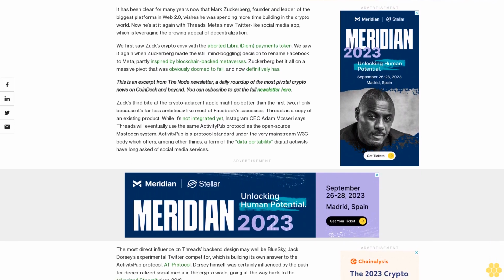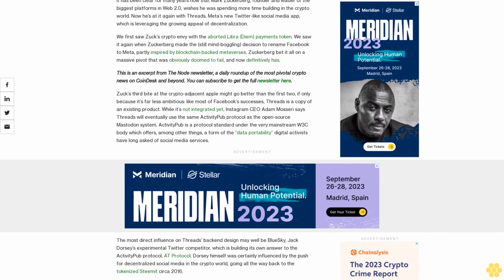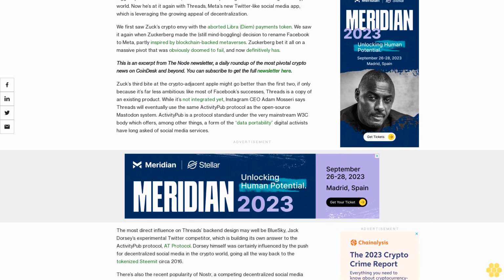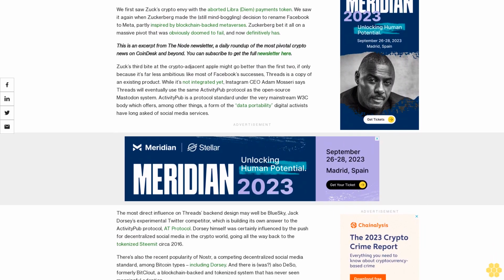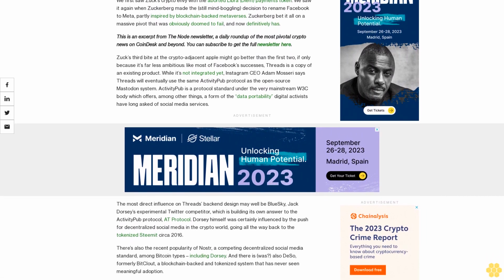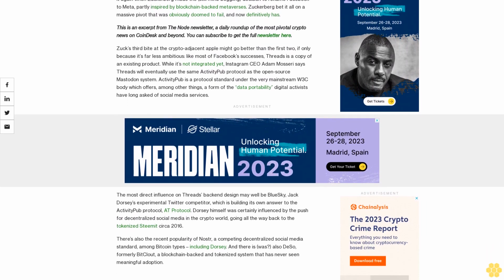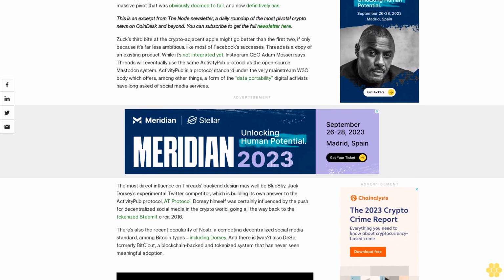Now he's at it again with Threads, Meta's new Twitter-like social media app, which is leveraging the growing appeal of decentralization. We first saw Zuck's crypto envy with the aborted Libra Diem payments token. We saw it again when Zuckerberg made the still mind-boggling decision to rename Facebook to Meta, partly inspired by blockchain-backed metaverses. Zuckerberg bet it all on a massive pivot that was obviously doomed to fail and now definitively has.